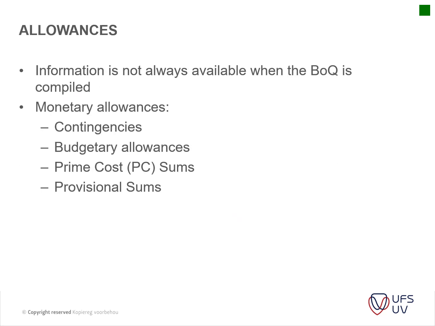Okay, then allowances. Information is not always available when the BOQ is compiled. Monetary allowances usually come in the form of contingencies, budgetary allowances, and prime cost sums. Okay, I've explained the provisional sums earlier, but your prime cost sum is basically the basic cost of these items. So your prime cost item will be what a standard hollow core door from Swartland or whoever would actually cost. Okay, so you have that cost, and then you allow an item underneath that for the contractor to put up a markup or the installation cost, etc.